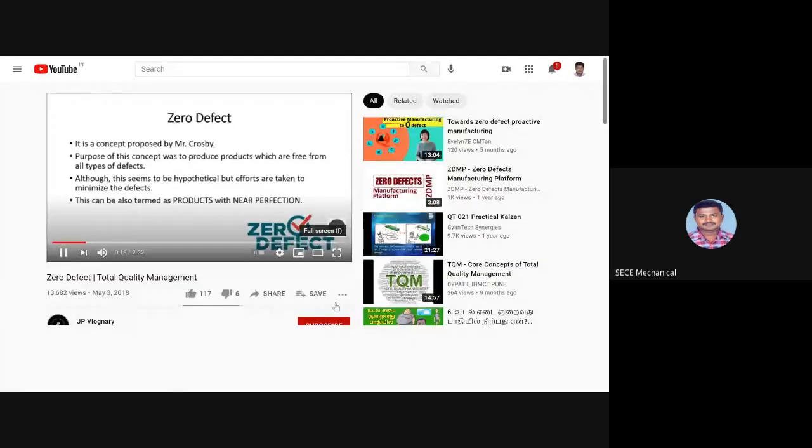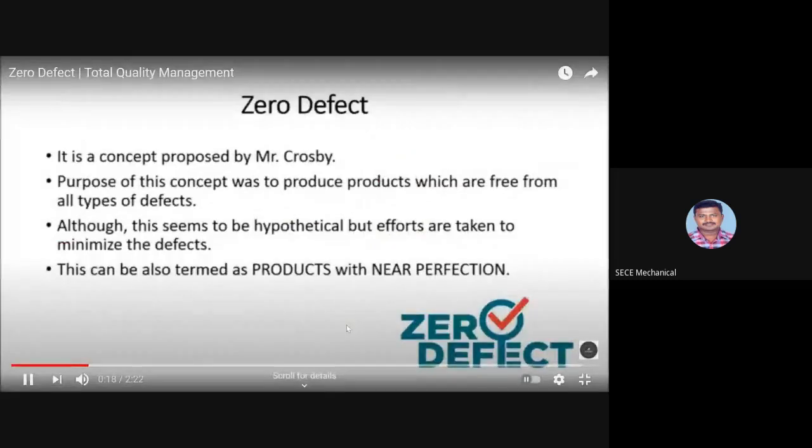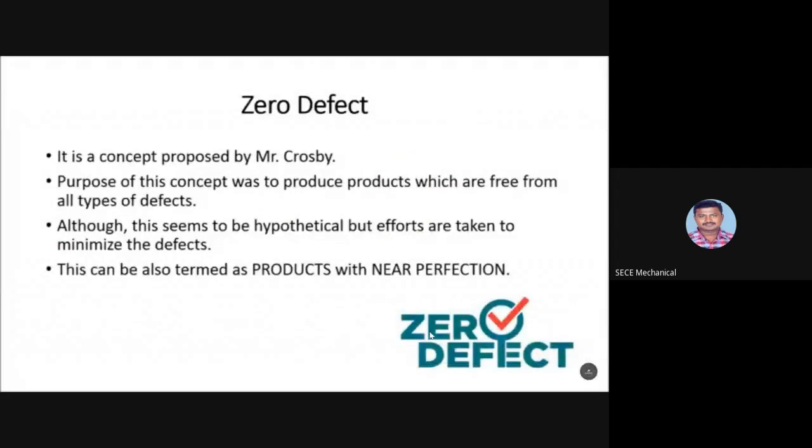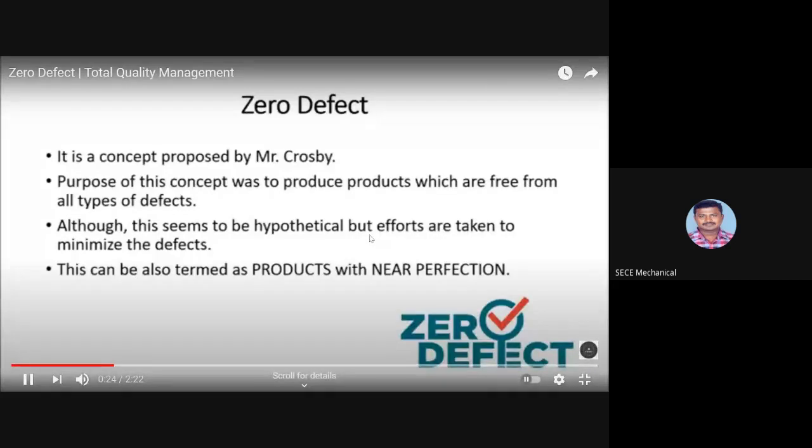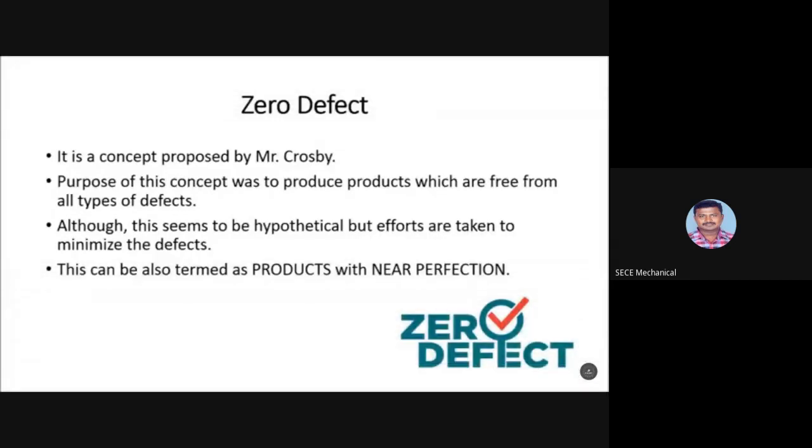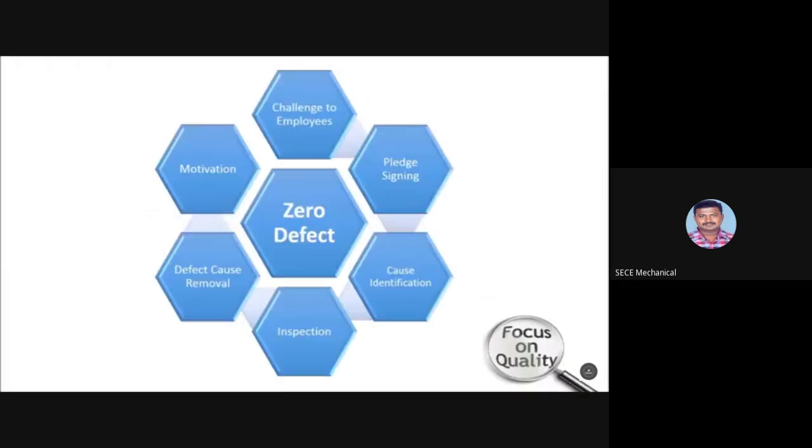Purpose of this concept was to produce the products which are free from all types of defects. Although this seems to be hypothetical, efforts are taken to minimize the defects. This can also be termed as products with near perfection. Zero defect program can be carried out by 6 steps.